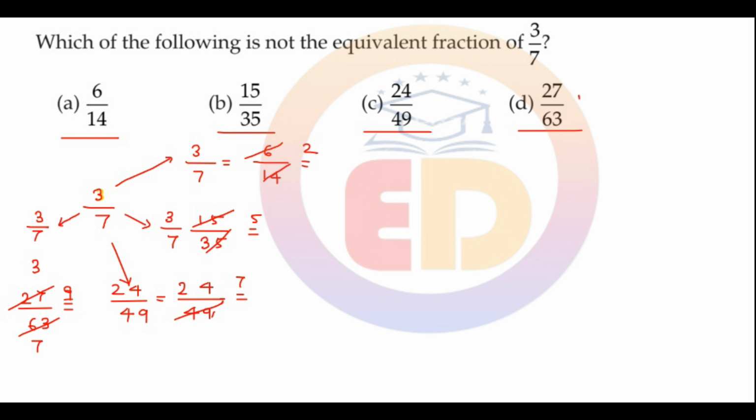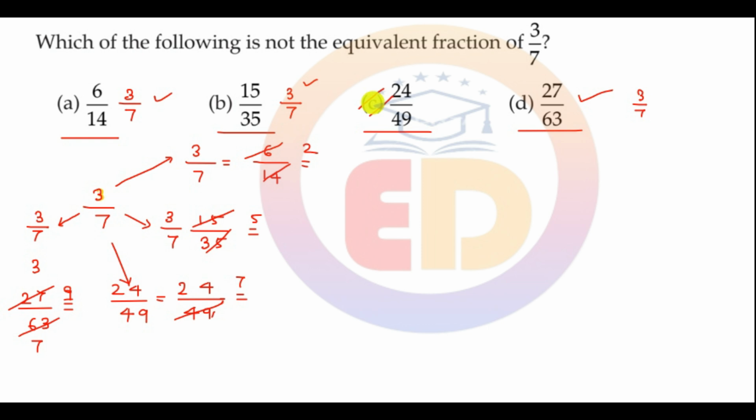So option number D is 3 upon 7 on converting to the lowest term. Option number B is 3 upon 7 on converting to lowest term. Option number A is also 3 upon 7 converting to lowest term, but option number C is not getting converted to any of the lowest term. It will remain 24 upon 49. So that is not equivalent to 3 by 7, which is our answer.